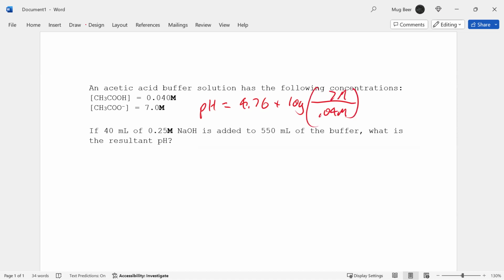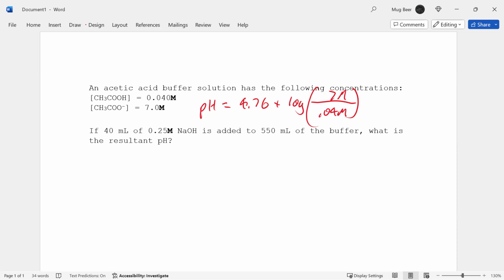So from our last problem when we did this, tell me what's going to happen to the pH. Is it going to be a number bigger or smaller than 4.76? Is it going to go up or down? Just look at the numerator and denominator. The numerator is a lot bigger, so this number is going to be bigger than 1. When I take the log of that, I'm going to get a positive value, and I'm going to add that to my 4.76.